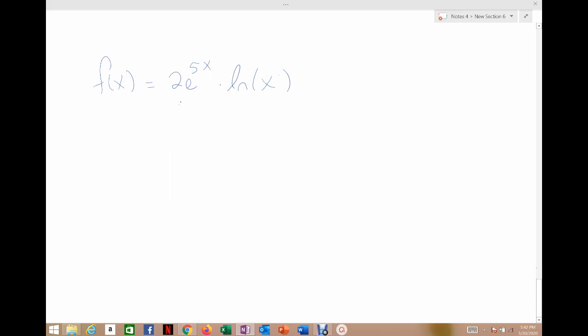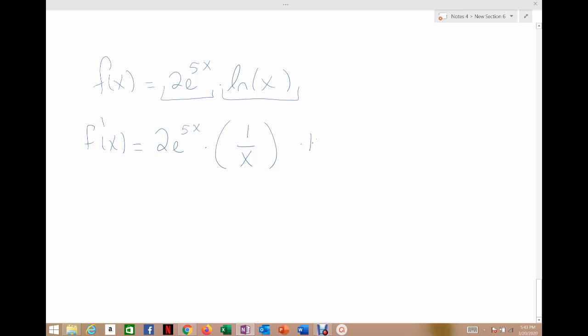All right, product rule, there's two functions. There's the first function, which is 2e to the 5x, and the second function, which is the natural log of just x. Remember, the product rule is the first times the derivative of the second plus the second times the derivative of the first. So first, write down the first, 2e to the 5x, times the derivative of the second. This is our new rule: the derivative of the natural log of x is 1 over what's inside, and since it's only x, it's 1 over x.